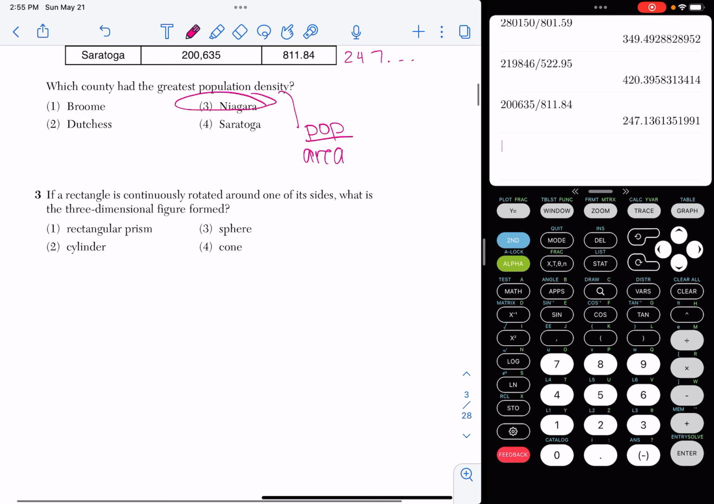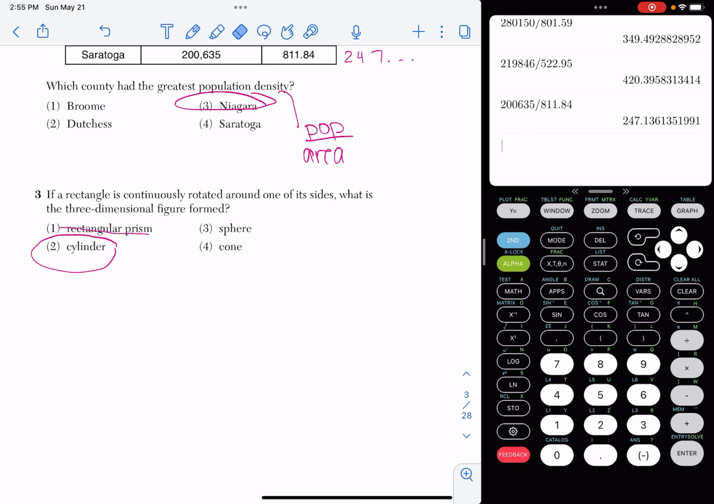Number 3, if a rectangle is continuously rotated about one of its sides, what is the 3-dimensional figure formed? You can memorize this answer if you want. It is cylinder, choice 2. Choice 1 is never going to be possible for one of these answers. Any of these rotation questions has to have something circular about the solid that's formed, and a rectangular prism doesn't have anything circular.